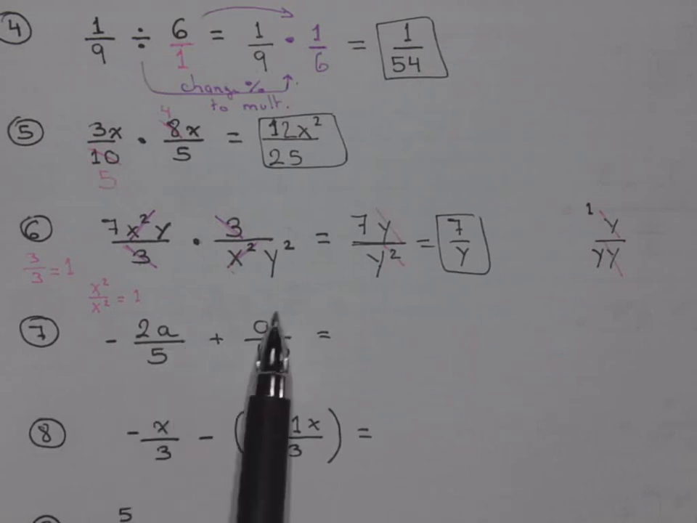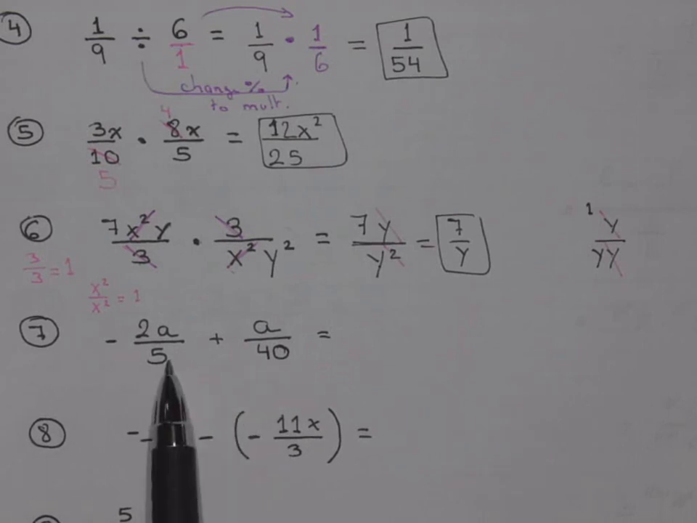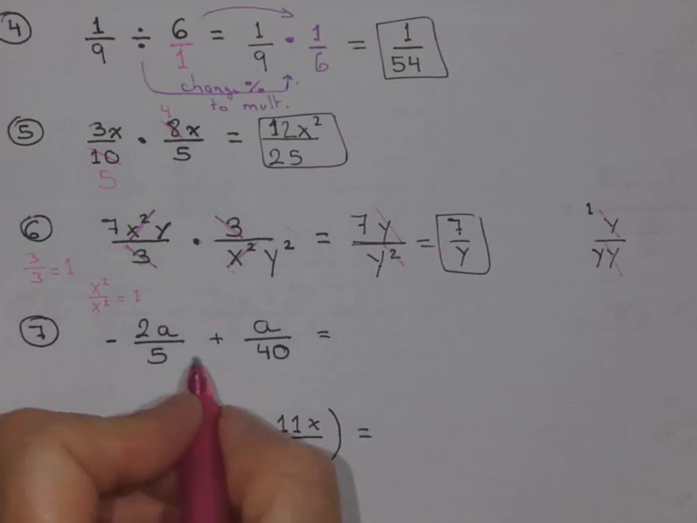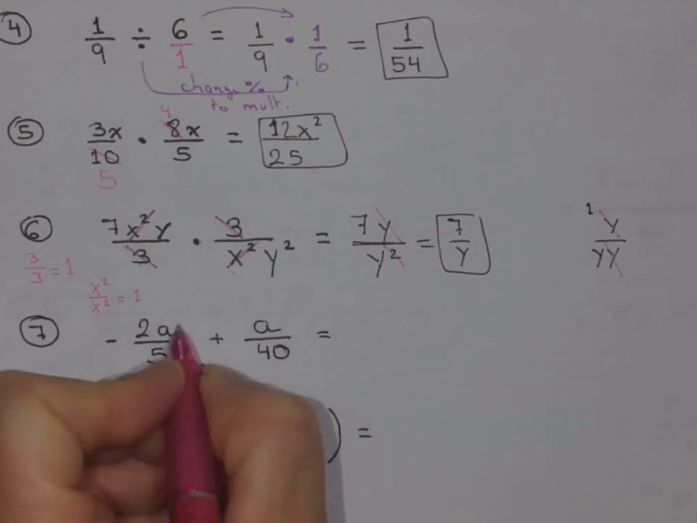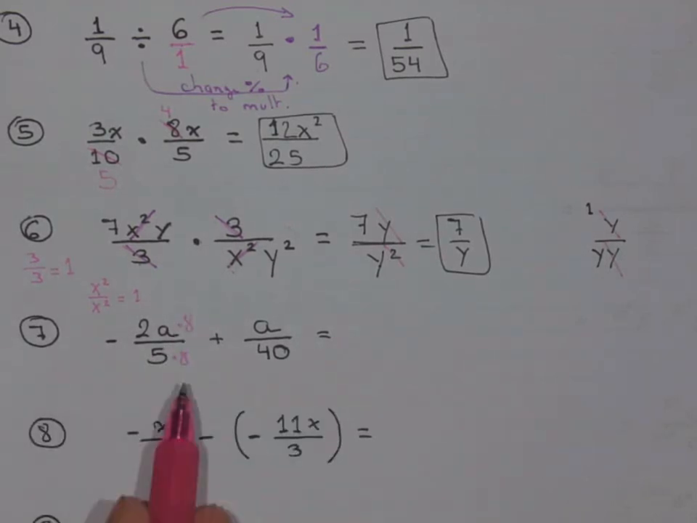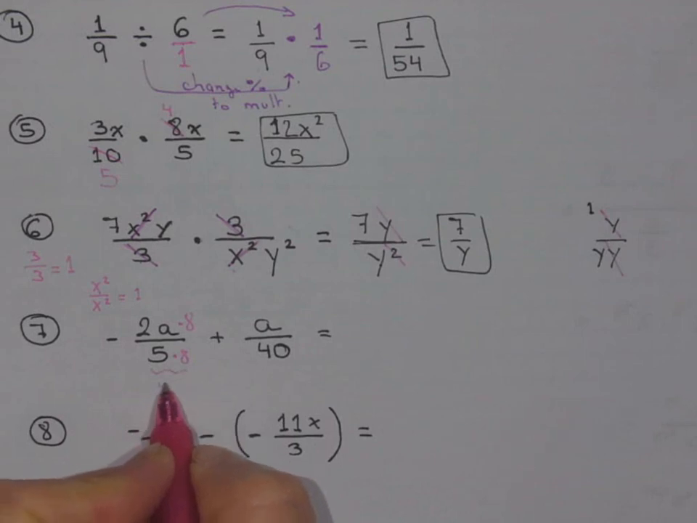I need my two pizzas to be cut in the same sizes for the pieces, for each piece, right? The same size, and they're not right now. So this is a 40, this is a 5. So I'm going to multiply 5 by 8 so that I can get a 40. So that's now a 40, right?